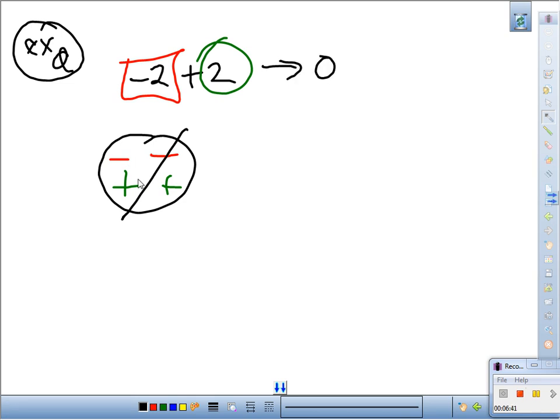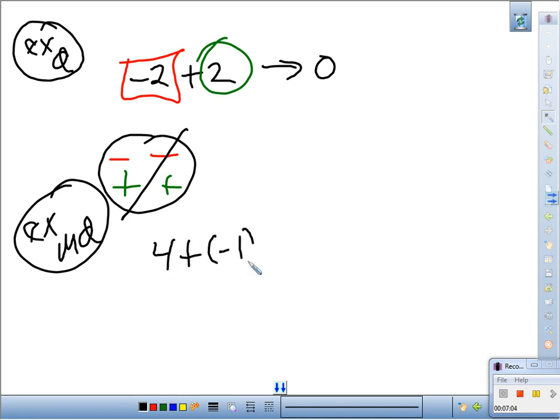What property did we use here? The additive inverse property. Yes? We'll get to that. Copy this one. Example mega Q. Here we go. 4 plus -1. Just copy that. Don't do anything else.